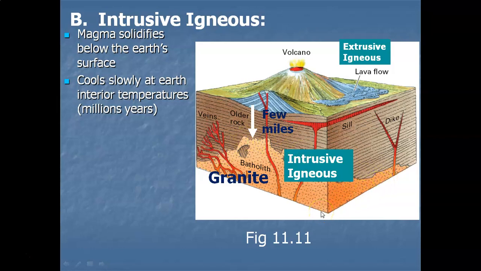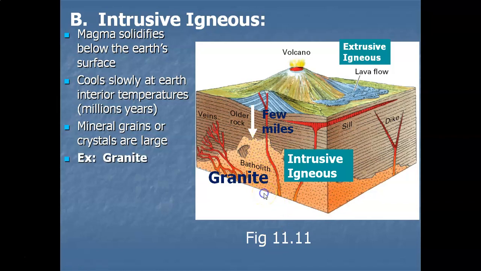Now the source of heating moved on through plate tectonics, and so the magma now finally starts to cool, but it's cooling very, very slowly. And so it has plenty of time, millions of years, hundreds of millions of years, for the individual mineral grains to grow. And so typically, intrusive igneous rock has large mineral grains or crystals, big crystals.